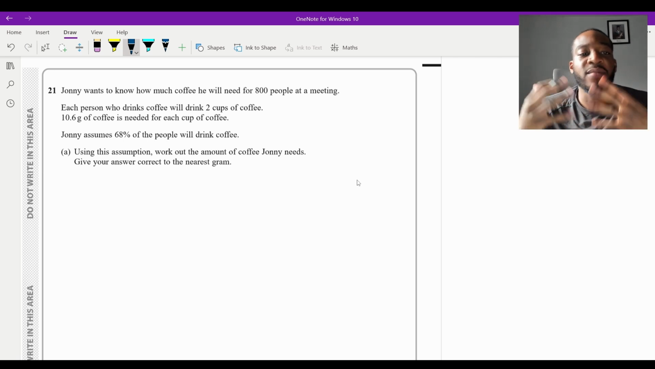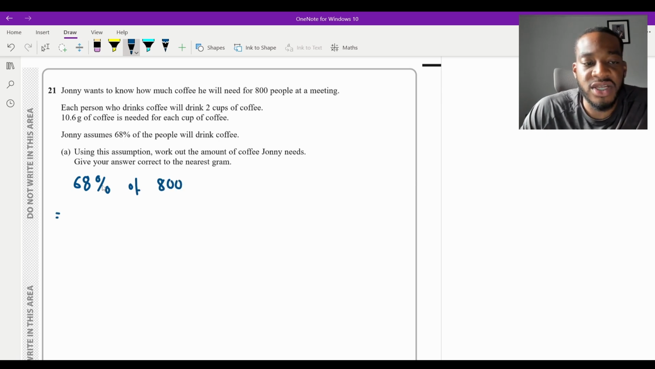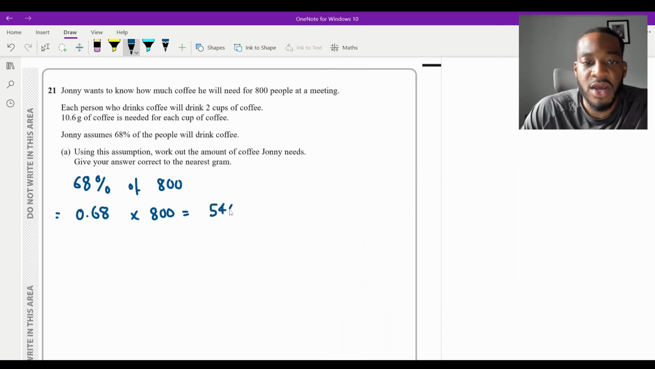Right, so firstly, there are 800 people, and Johnny's assumption is that 68% of people will drink coffee. So let's work out how many people Johnny assumes will drink coffee. And all we're going to do to work that out is to do 68% of 800. And remember, this is a calculator paper, so all you need to do is convert this into a decimal, divide by 100, which is 0.68. We know that of means times, and then 800. So all you're going to do is put this into a calculator, see what we get. 0.68 times by 800 is equal to 544. So there are 544 people that are going to drink coffee according to Johnny.